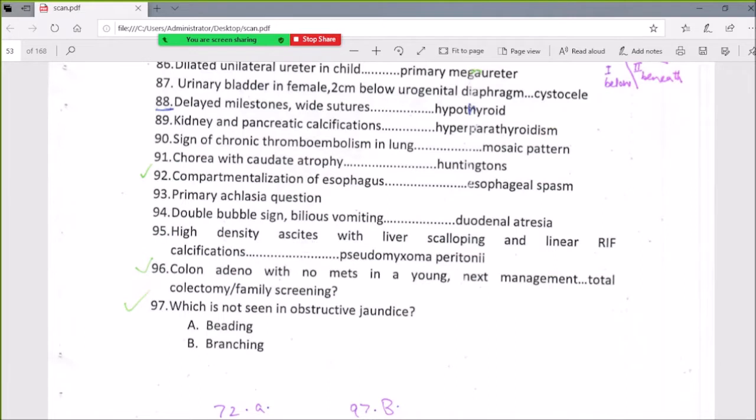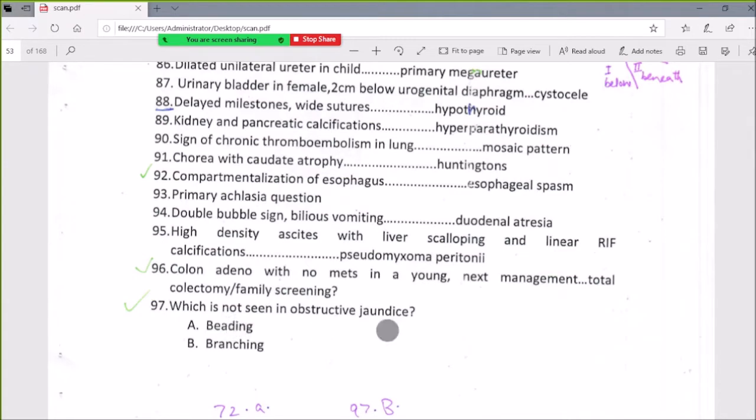95. High density ascites with liver scalloping and linear right electrolytic calcification, pseudomyxoma peritonei. Liver scalloping and calcification seen in pseudomyxoma peritonei. 96. Colon adenocarcinoma, no mets and young. Next management, total colectomy or family screening.